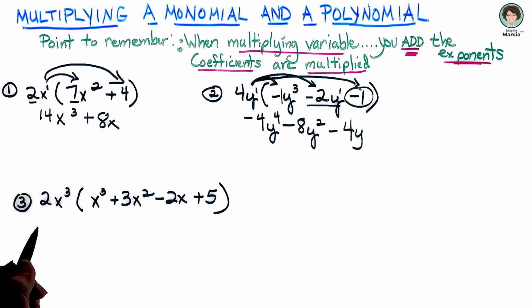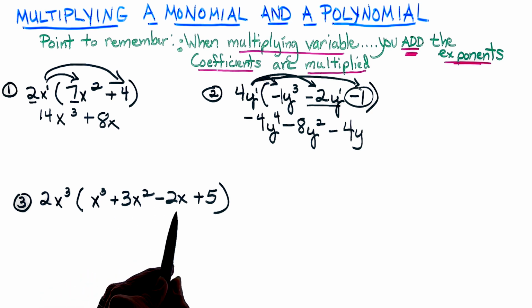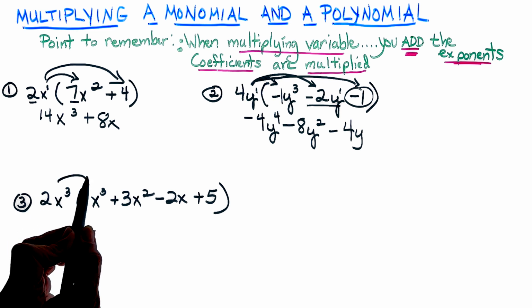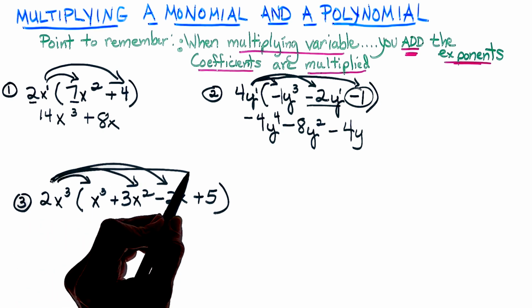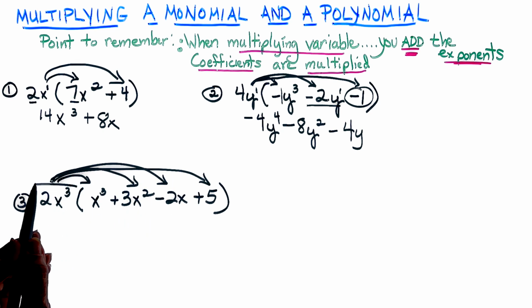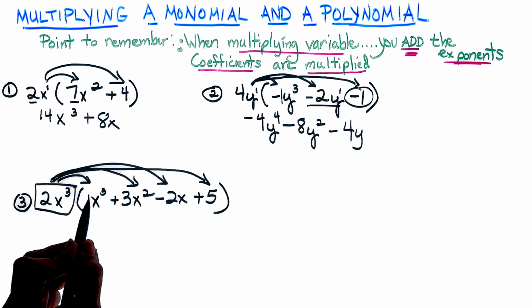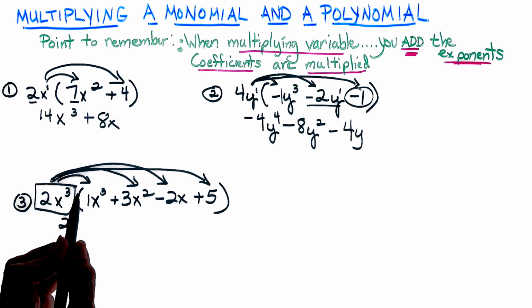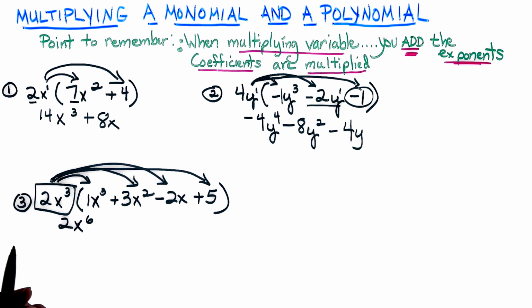Going to the last problem, we have 2x cubed times the polynomial of x cubed plus 3x squared minus 2x plus 5. I am going to put my arrows there to remember I must multiply each one of them by 2x cubed. So starting off with the first term, there's a 1 there. So 1 times 2 is 2. I'm adding the exponents. 3 plus 3 is x to the 6th. All right, I'm done with that.